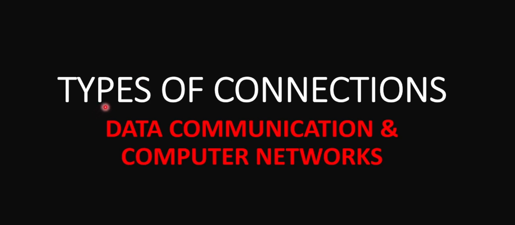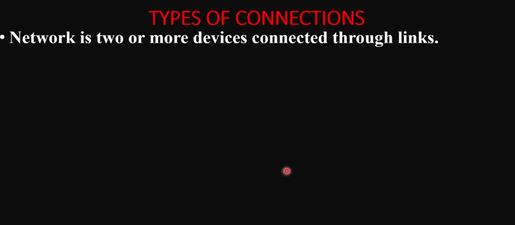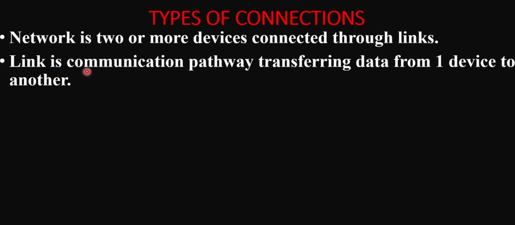Hello everyone, today we are going to learn about types of connections under the topic data communication and computer networks. A network is two or more devices connected through links. A link is a communication pathway transferring data from one device to another.